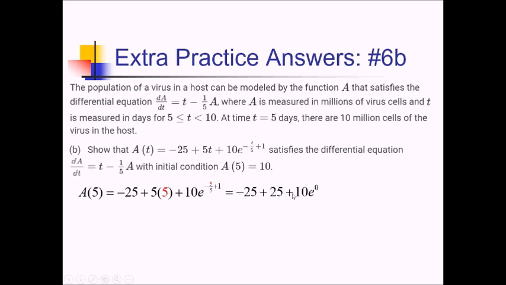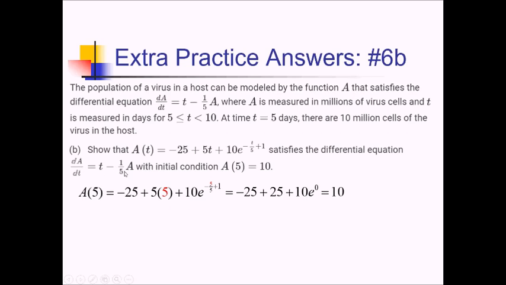So that's 10e to the 0. So the 25's cancel. We just have a 10 left over. And that's exactly what we wanted, because they said that A of 5 should equal 10. So we've shown that we have the initial condition at least working for the function that they proposed as their particular solution. Let's make sure the differential equation works out, though.